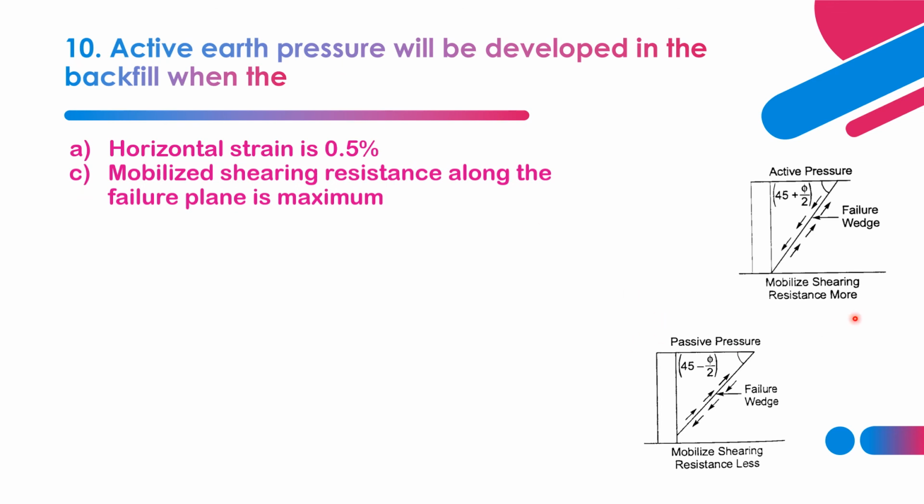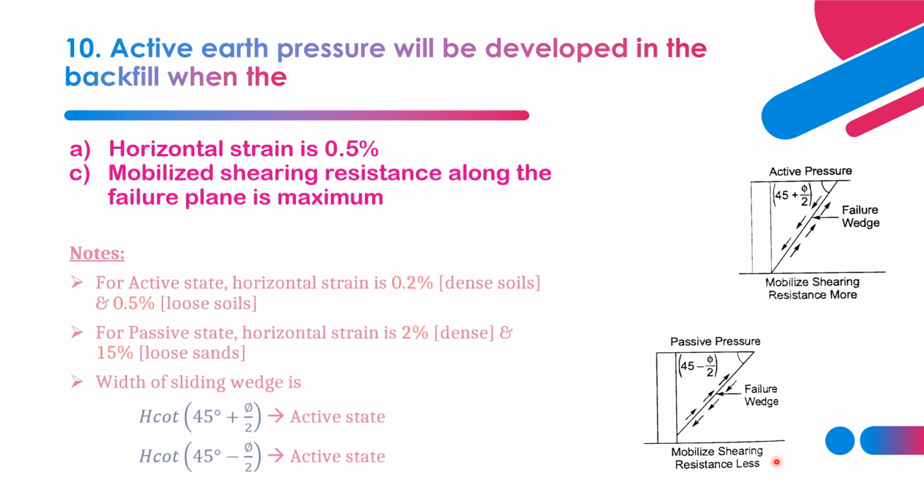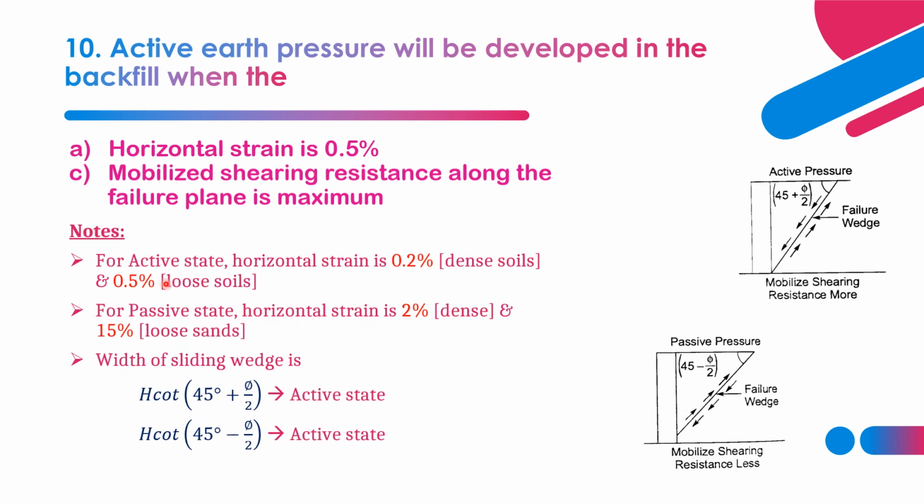as we can see in this diagram. The mobilized shearing resistance will be more in case of active earth pressure. It will be less in case of passive earth pressure. And for active state, the horizontal strain is 0.2% in case of dense soils and 0.5% in case of loose soils. So we can infer like this: the horizontal strain will be less for active state and it will be more for passive state. Here you can see horizontal strain for passive state in case of dense soil is 2%, in case of loose sand is 15%.